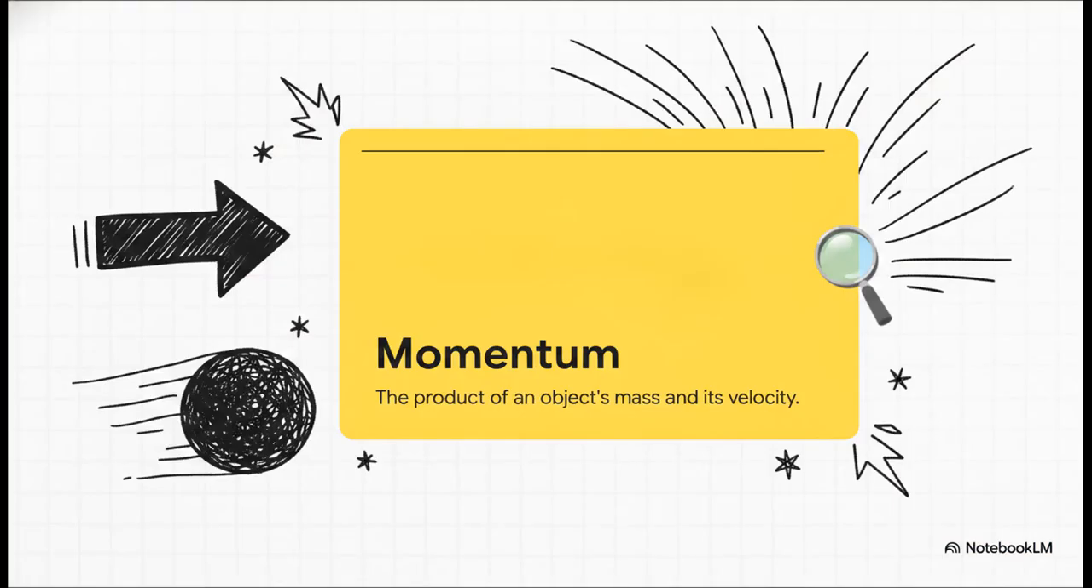Okay, so the absolute most crucial concept we need to start with is momentum. The best way to think about momentum is just how hard it is to stop a moving object. Mathematically, it's simply the product of an object's mass and its velocity. So really, it's all about how much mass is actually moving and exactly how fast it's going.